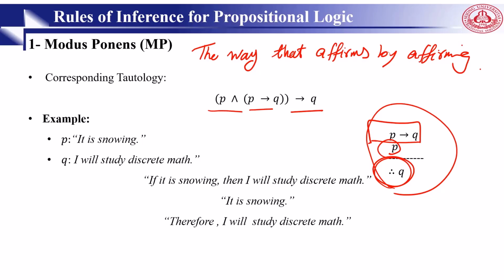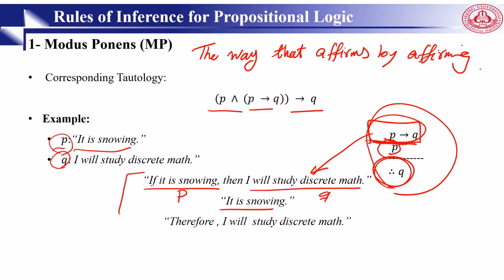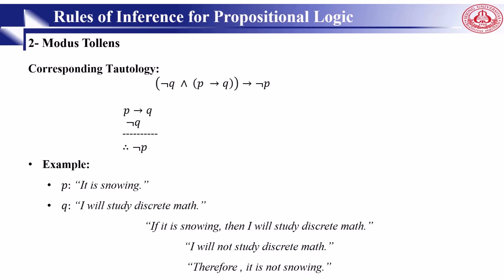Let's see one example. Suppose P is it's snowing and Q is I will study discrete math. So let's go for P and Q. This is P, this is Q. P implies Q is here. If it is snowing, then I will study discrete math, right? So this is P and this is Q. Now P happens, it's snowing. So based on these two facts, this is a conditional fact, this is a truth, right? Then we can conclude, so this is conclusion. These are the statements or premises. And this is conclusion. Therefore, I will study discrete math.